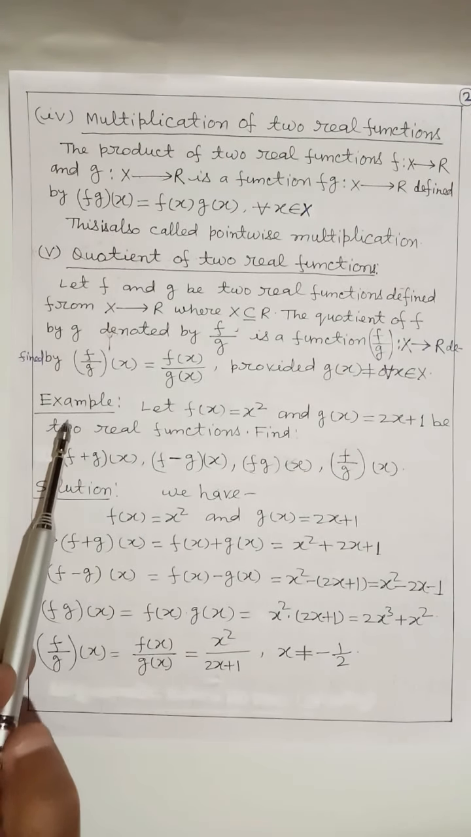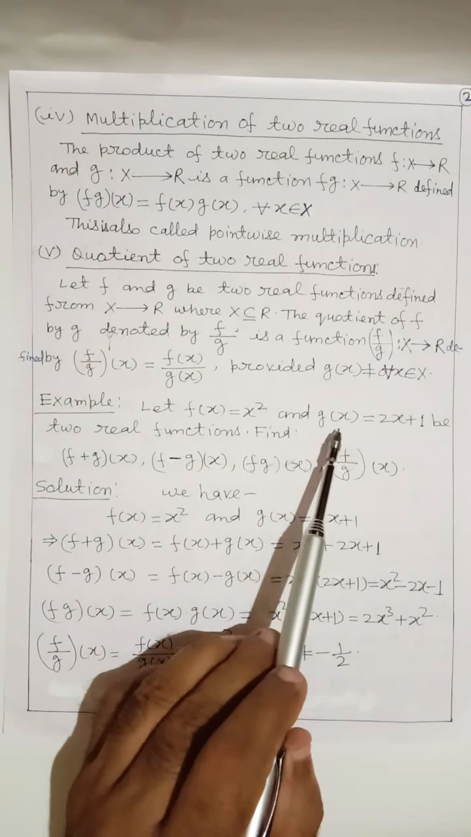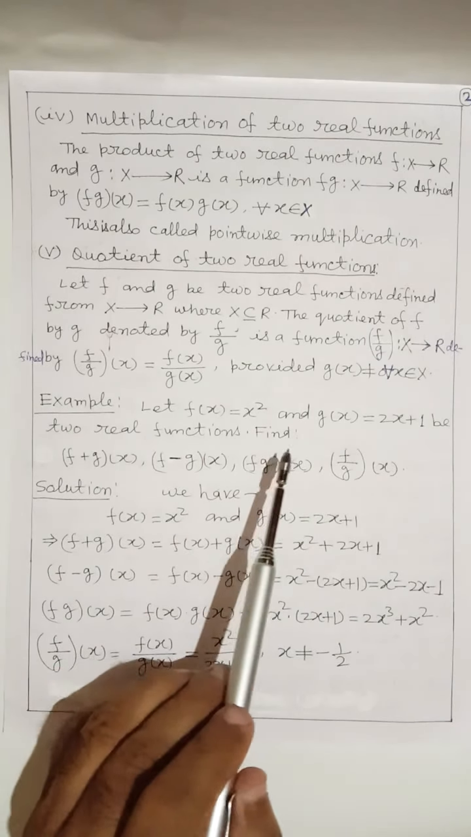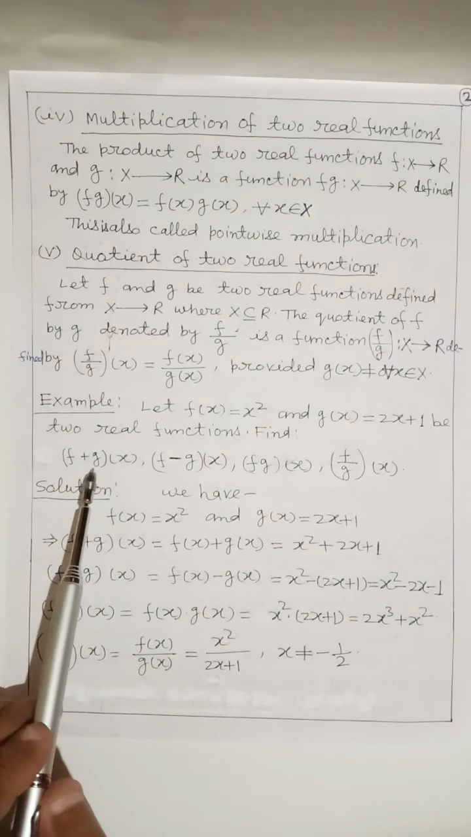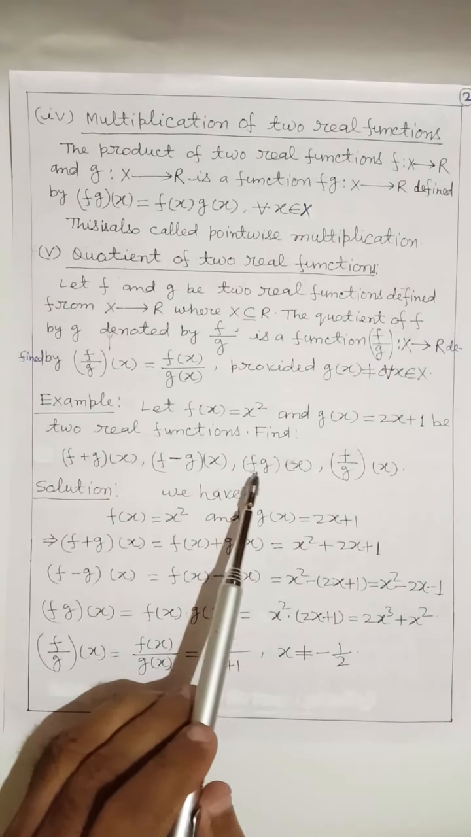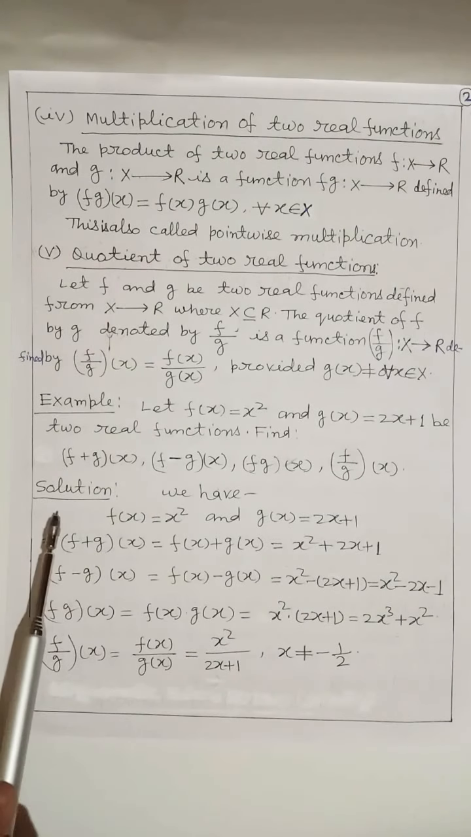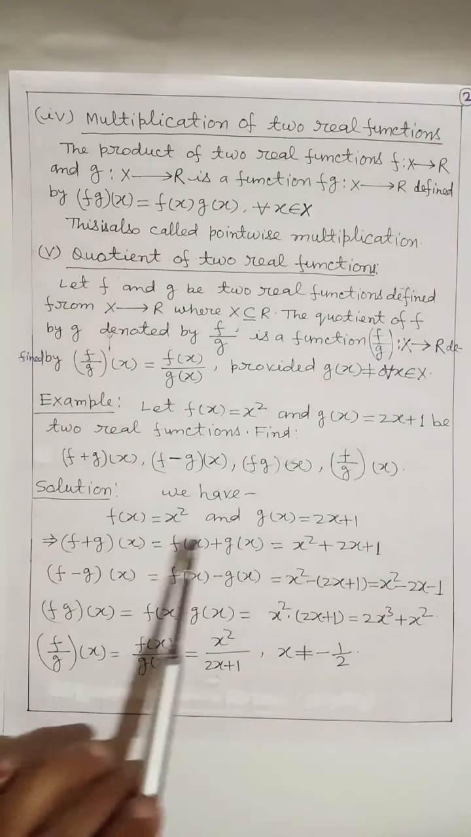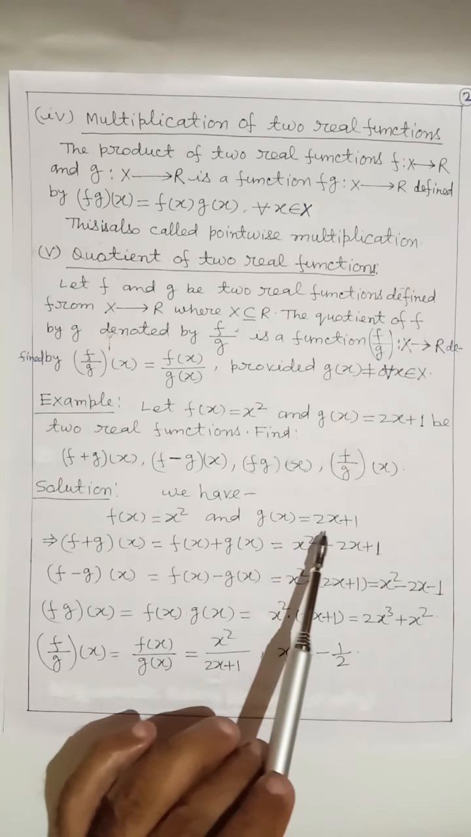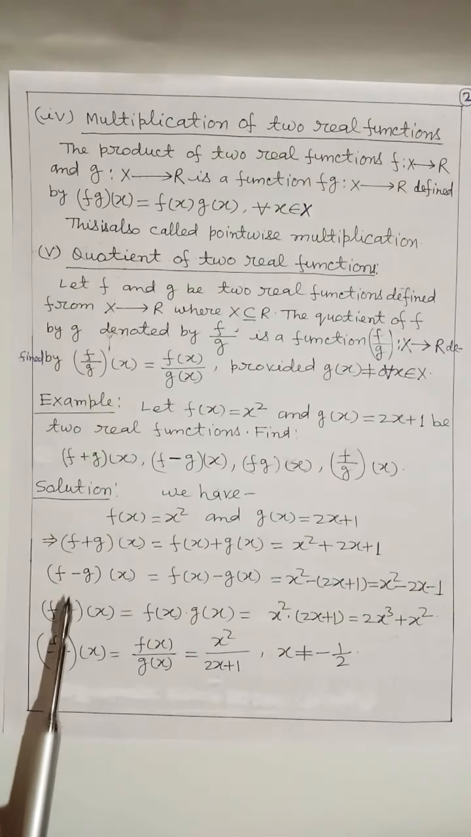Taking an example, let f(x) is equal to x square and g(x) equal to 2x plus 1 be two real functions. Find (f plus g)(x), (f minus g)(x), (fg)(x), (f by g)(x). To find the solution, we have f(x) is equal to x square and g(x) equal to 2x plus 1. It is given already in the question here.